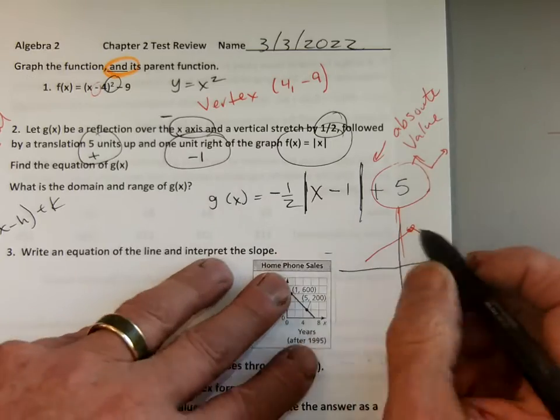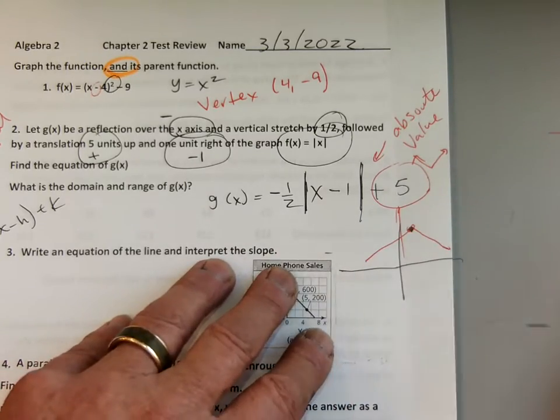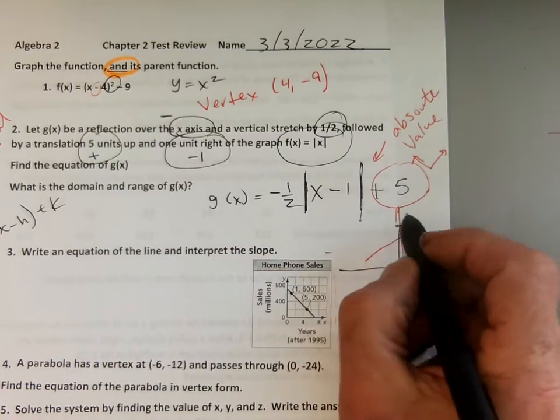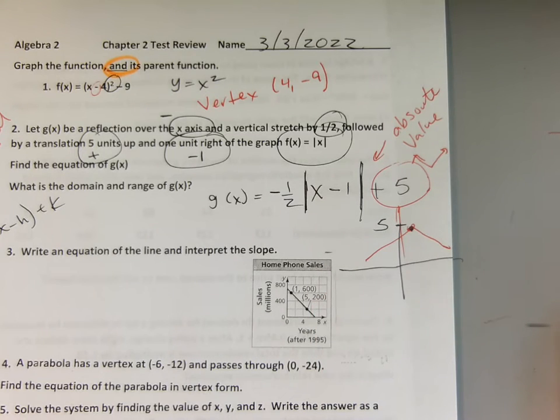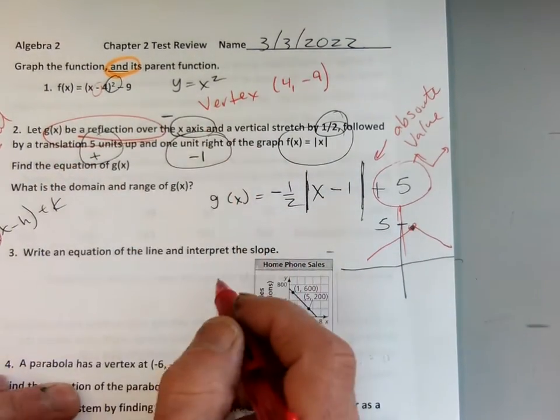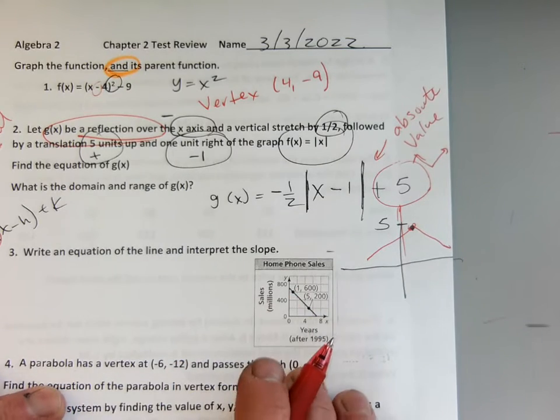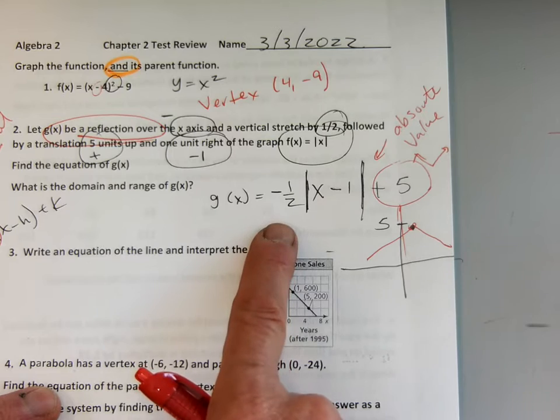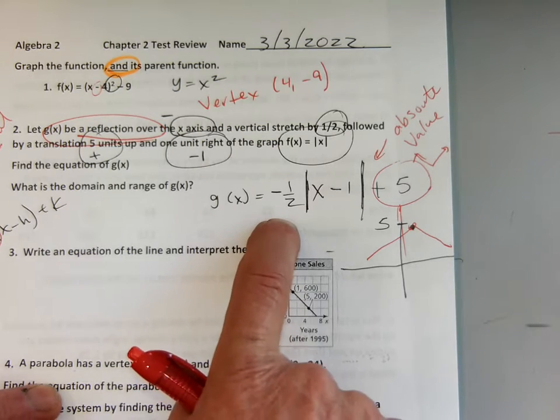That's the vertex. That's what you meant to say, right? Yes, I did. So what's the y value of my vertex? 5. And it goes down because of the negative, because you asked why it is negative. It goes negative because it's a reflection over the x-axis. If it didn't say that, it would be y is greater than or equal to 5. But this one's going to be less than or equal to.